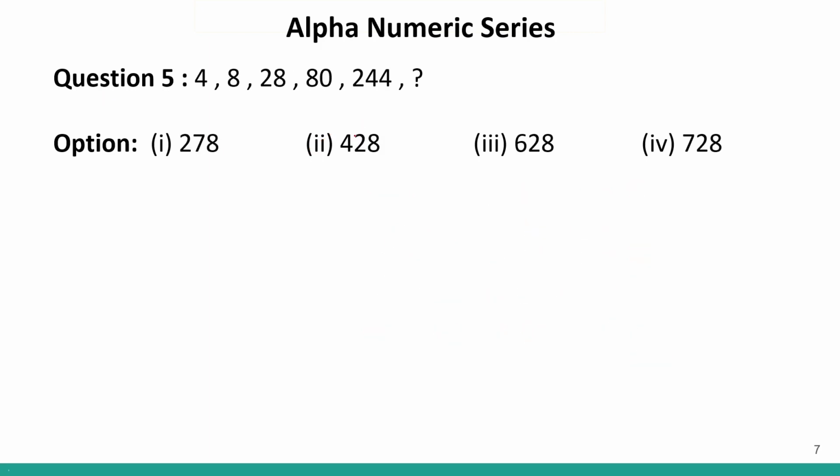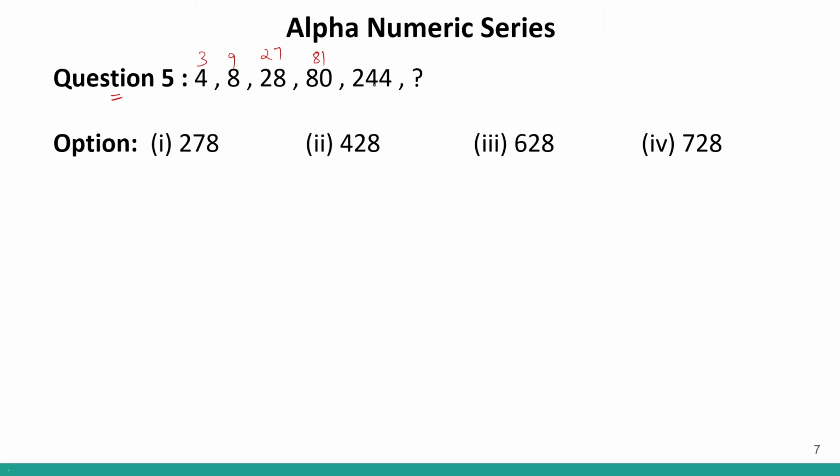Clear? Now, moving forward to question number 5. We have 4, 8, 28, 80, 244. I can see big jumps. These numbers are actually very close to certain numbers. If you see, 80 is very close to 81. 28 is very close to 27. 8 is very close to 9. 4 is very close to 3.